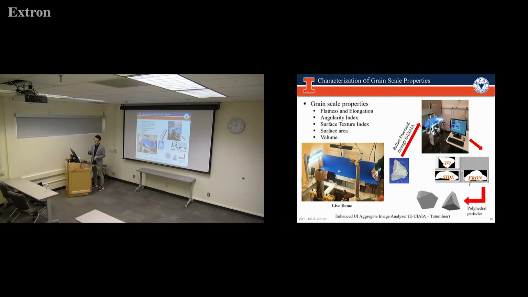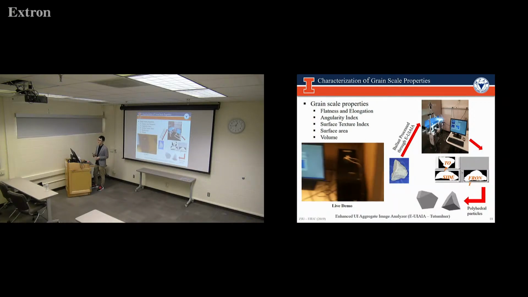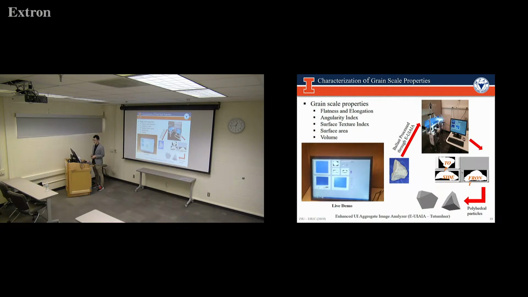And once we have this parallel version of DEM available, we need to obtain the particle information, and then we can use this enhanced UI aggregate image analyzer to obtain the grain scale properties, for example, the angularity index, which we'll use as an input for the DEM simulations.